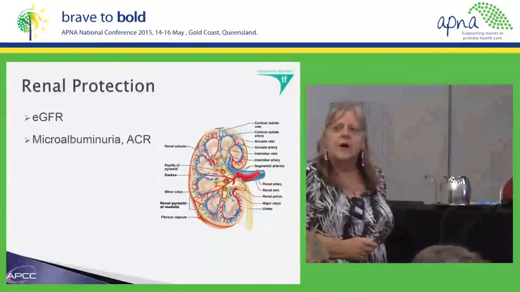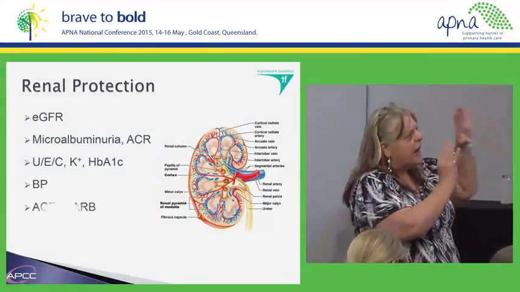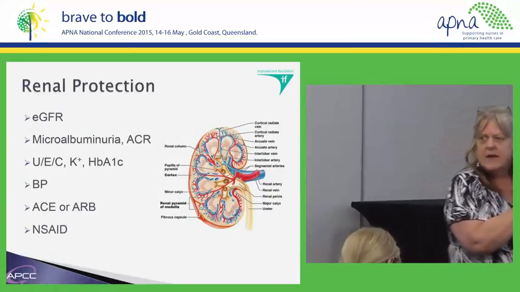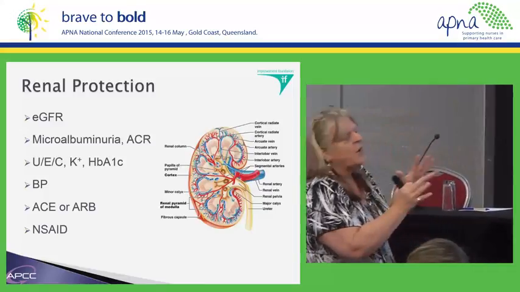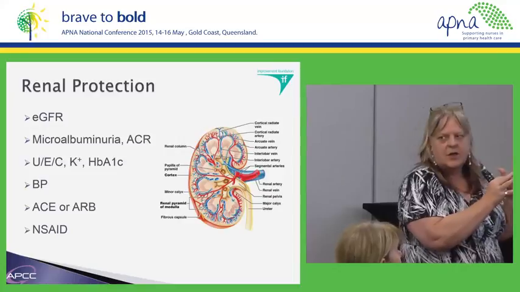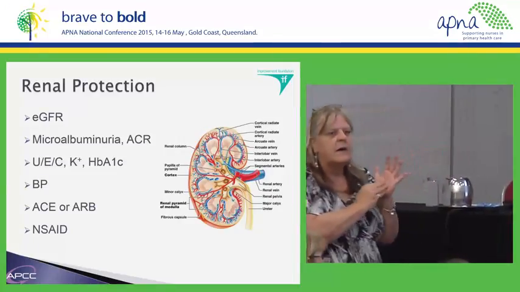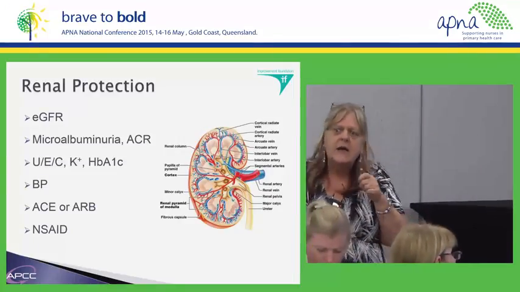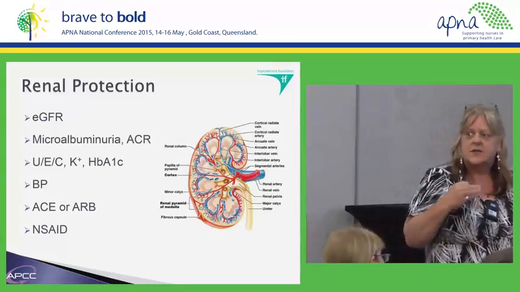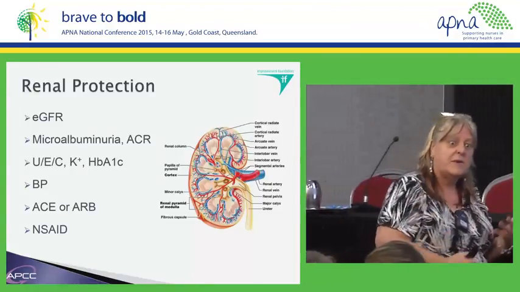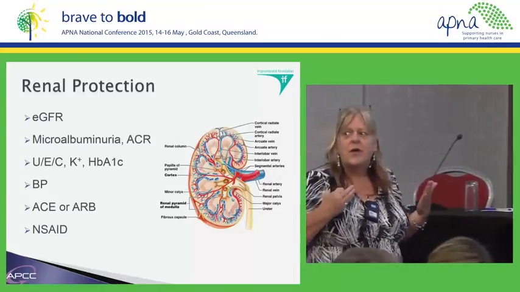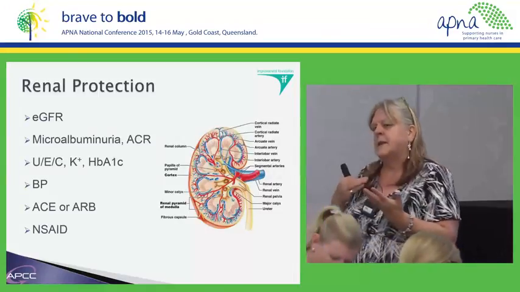Same for renal. Renal protection, really important. And I think this diagram just shows how intricate the kidney is. So what is their eGFR? Is there albumin in the urine? What is the ACR? What are their UECs? I'm really keen to see what their potassium is, particularly if they're on digoxin, particularly if they're on Lasix, particularly if they're on an ACE inhibitor. I want to track who are the people that I want to look at the sodium in.